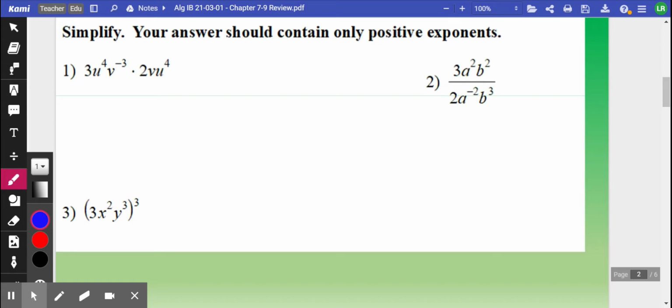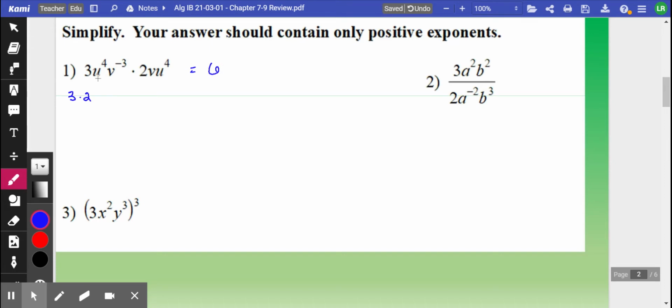All right. Number one, we're dealing with multiplication. With multiplication, the regular numbers are regular numbers. So like the 3 and the 2, that's just multiplication. Don't change it. 3 times 2 is still 6.